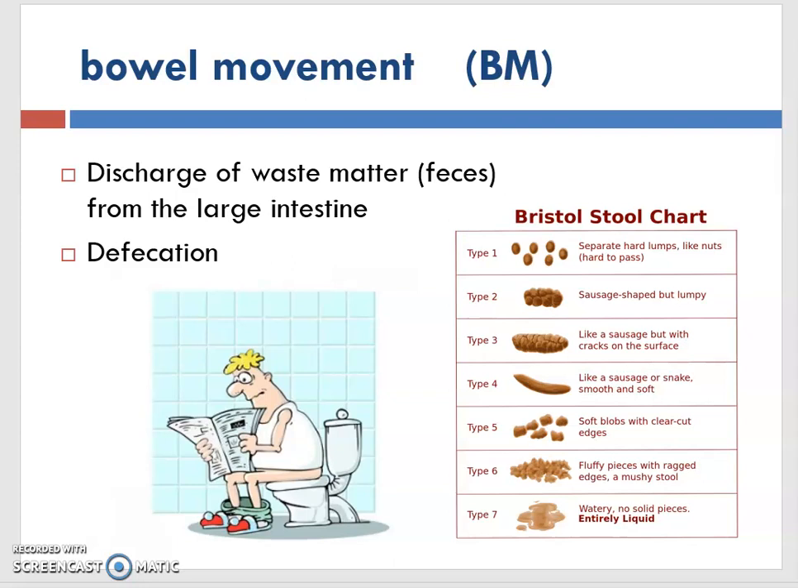Type 5 is now leaning more towards diarrhea. Type 6 is going directly to diarrhea. And type 7 is watery with no solid pieces. That's entirely liquid.